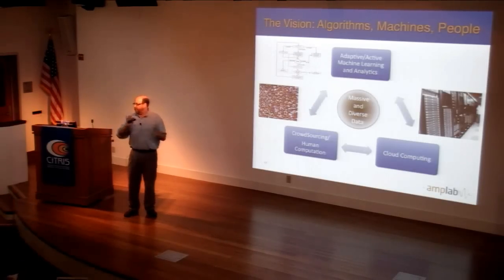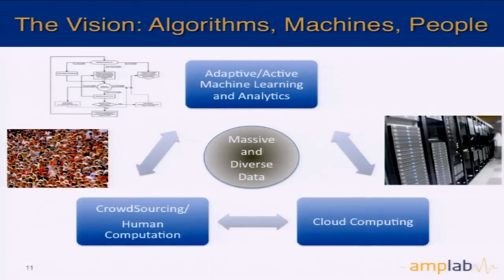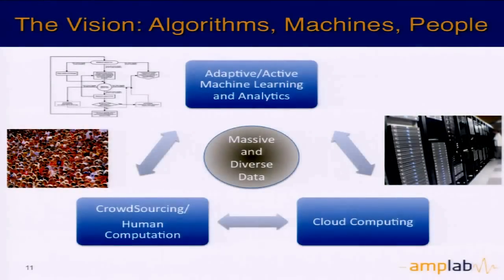If throwing more machines at a lot of data with a simpler algorithm is the right thing to do, we want to be able to do that. If bringing people in through a crowdsourcing environment to help make sense of some of the information that the algorithms can't quite understand is the right thing to do, we want to be able to do that. And we want to do that on the fly for the given problem that we're trying to solve. So that's our long-term vision: a system that seamlessly blends algorithms, large-scale computing, and people, individually and in large groups. So that's the AMPLab.